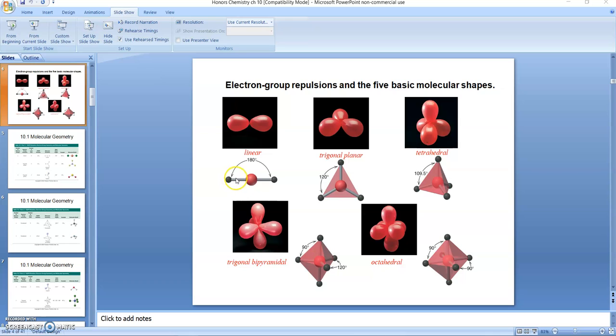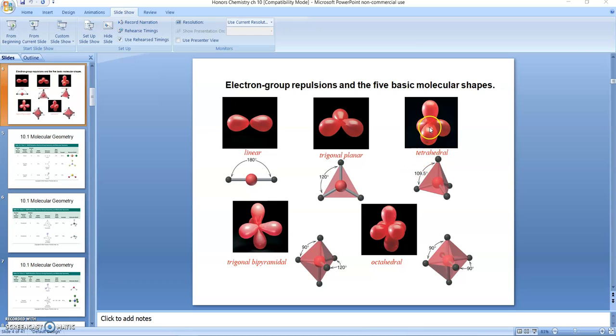If you have two pairs, they get as far apart as they can, and that makes a linear molecule, a 180-degree angle between the bonds. Between the electron pairs, I should say. If you have three pairs, three groupings, they're going to form a flat triangle, or to speak more scientifically, a trigonal planar shape. So the electron pairs around your central atom will be 120 degrees apart from each other.